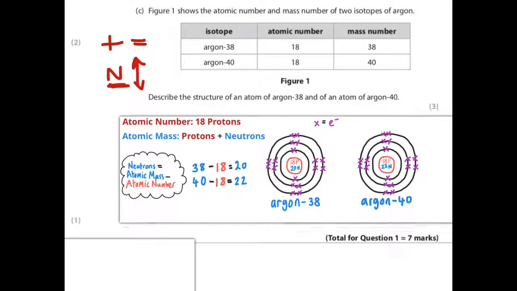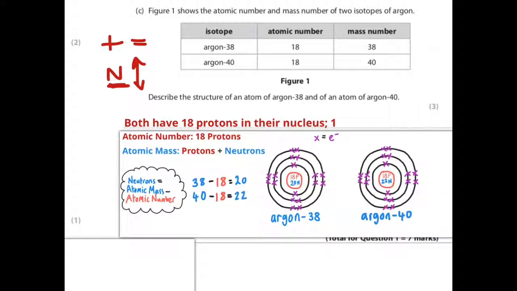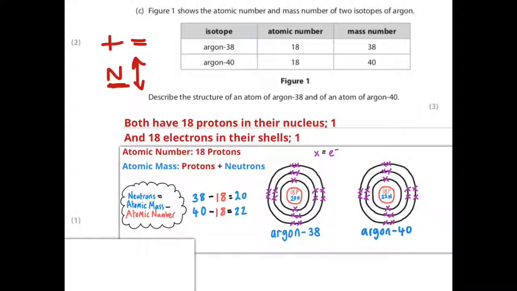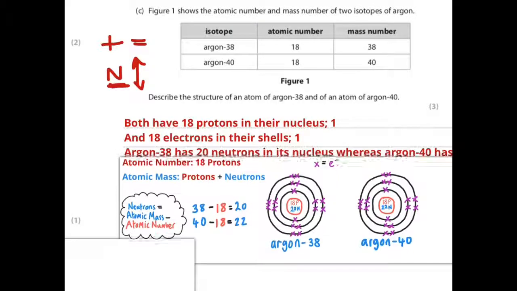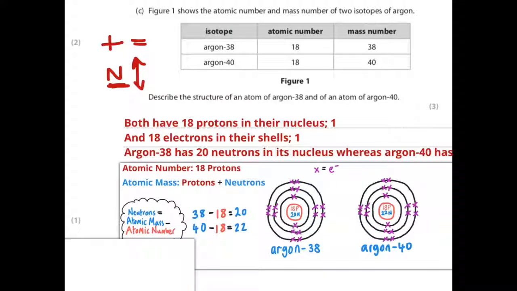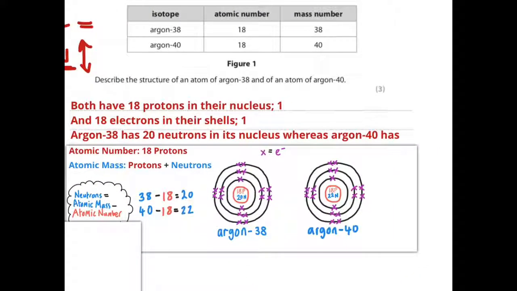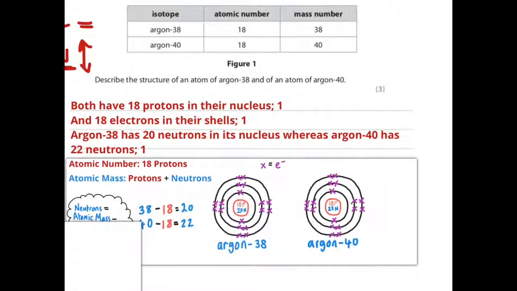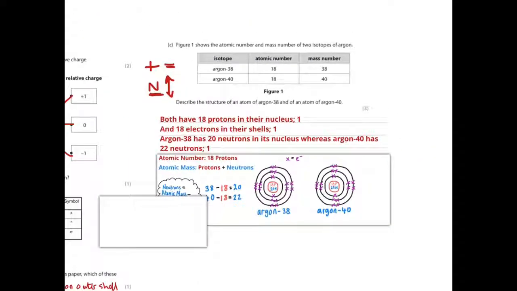So to get 3 marks, you'd say both have 18 protons in their nucleus. Remember, describing the structure is not just saying how many protons, but where they're found. And 18 electrons in their shells, so that's the same for both of them. Now we obviously have to talk about the difference. The most complex part is the number of neutrons. Argon-38 has 20 neutrons in its nucleus, make sure you say in the nucleus, whereas argon-40 has 22 neutrons. So that's how you answer that question.